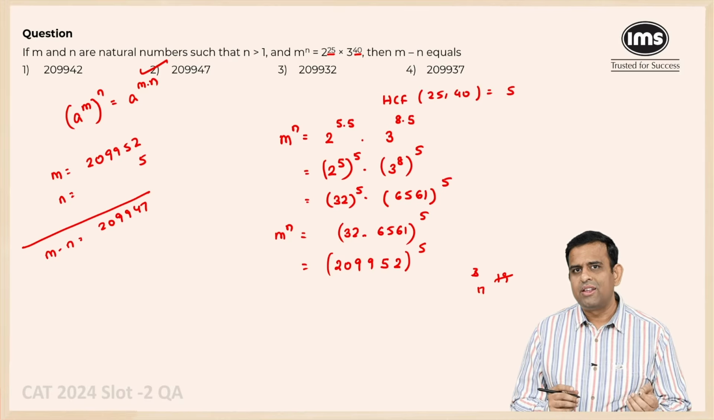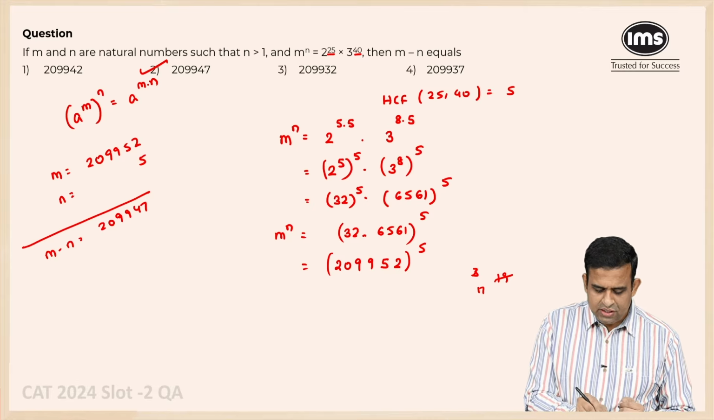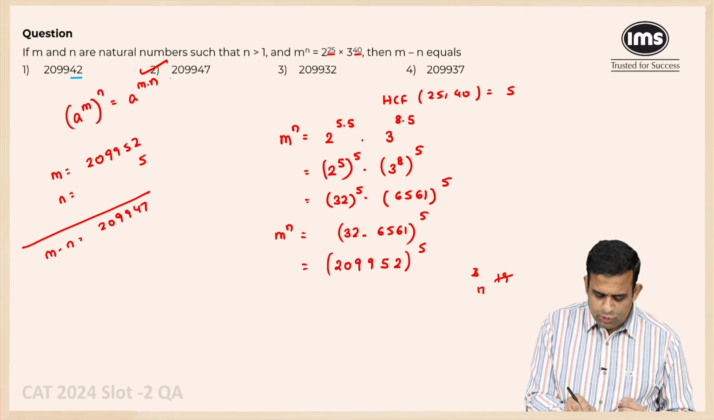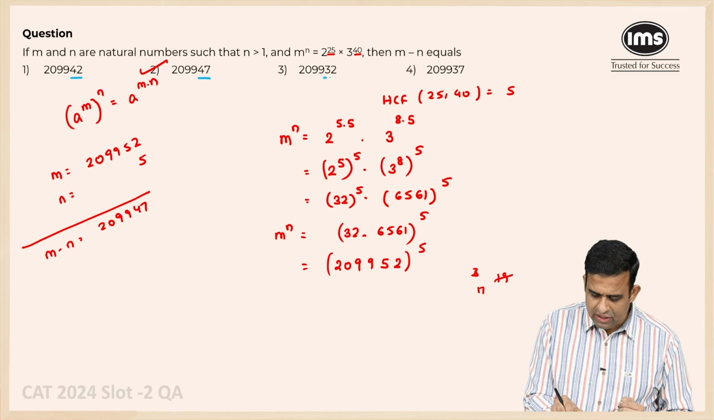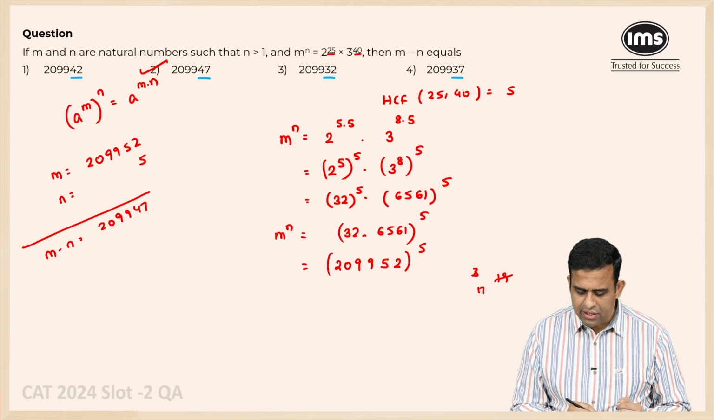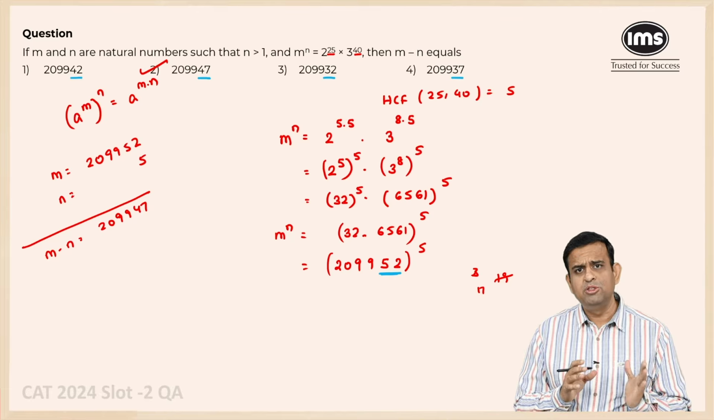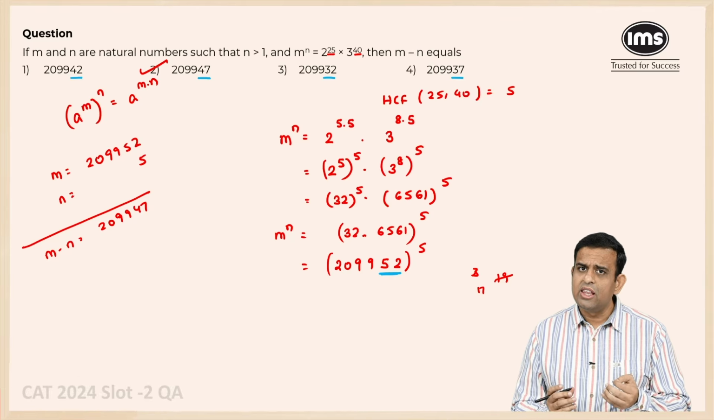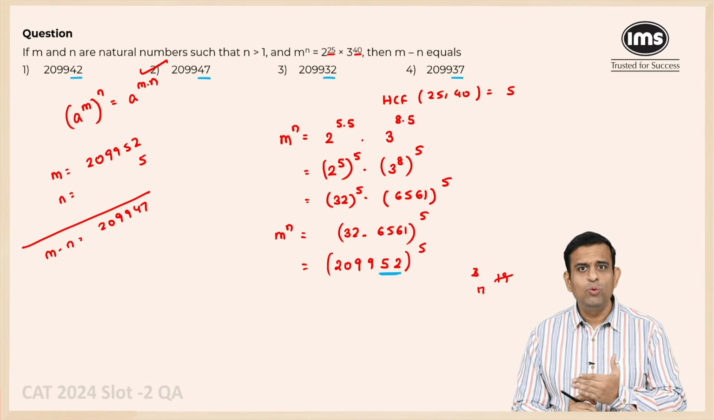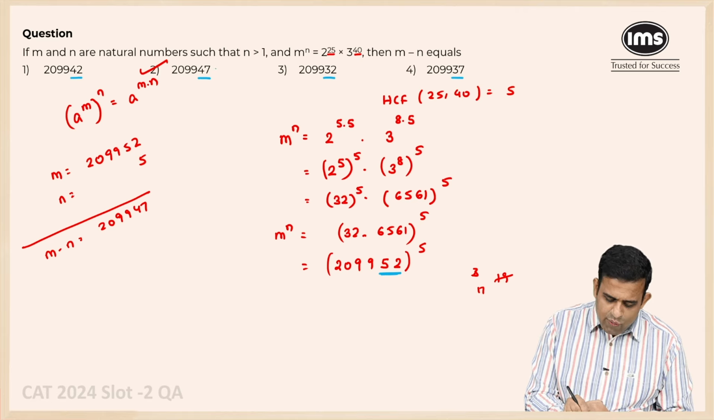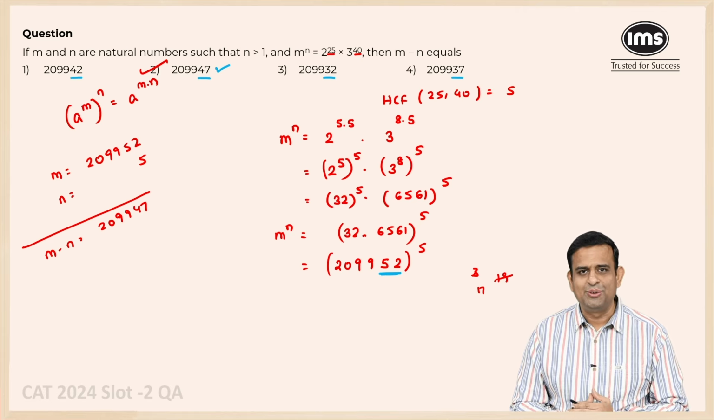If you look at one smart thing which you can do in this case, if I look at the options, let's say the last two digits: 42, 47, 32, and 37. Once I get the last two digits, which are 52, one can say m is going to end with the number 52, and the value of n is 5. So 52 minus 5 becomes 47. I would have marked option number 2 as the answer here.